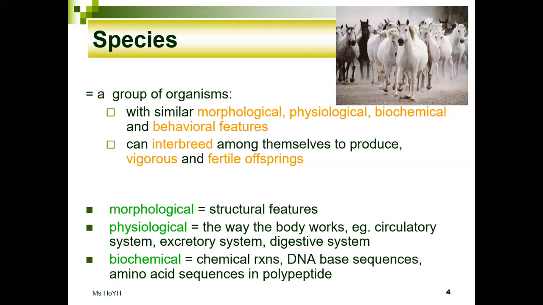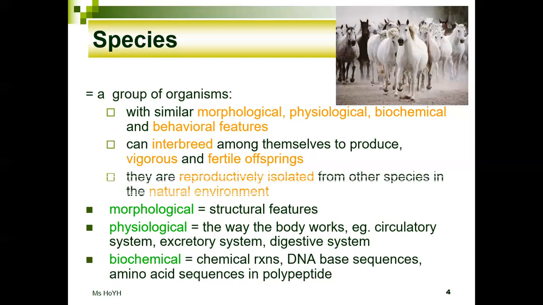Now, second definition. Species is a group of organisms that can interbreed among themselves to produce vigorous and fertile offspring. So they can mate, and not only can they mate, they can produce offspring. Not only that, their offspring must be vigorous. Vigorous means strong, can survive very well. And then fertile, so they can produce the next generation. So this is the second definition of species. Not only do they physically look the same, but they can interbreed and they can produce vigorous fertile offspring.